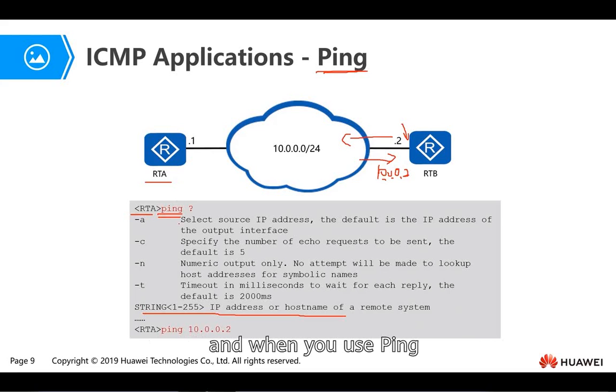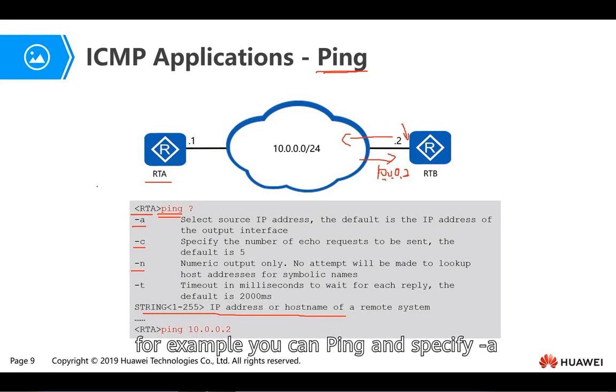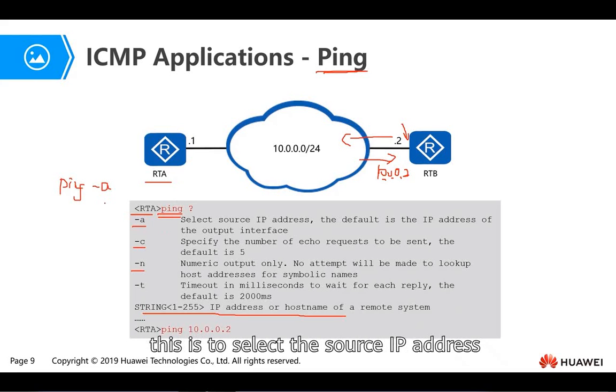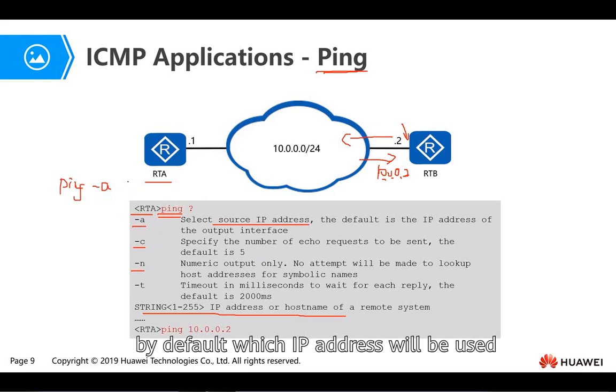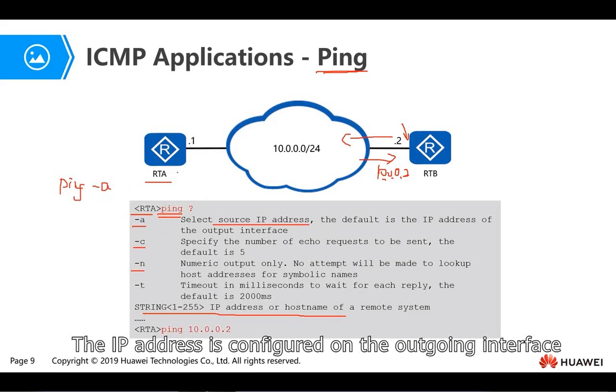And when you're using ping, you can specify some options. For example, you can ping, then specify -A. This -A is to select the source IP address. You can use a different source IP address. By default, which IP address will be used? The IP address configured on the outgoing interface.